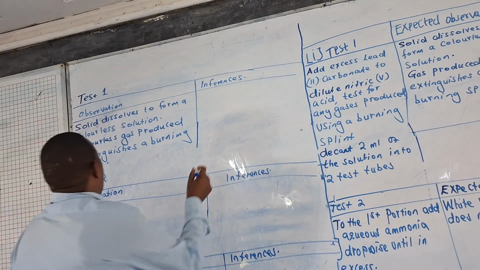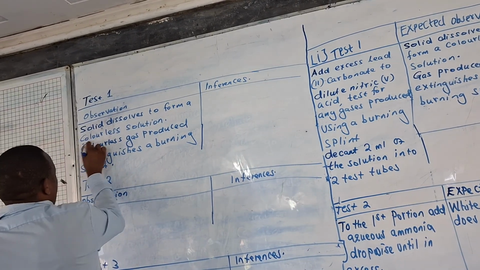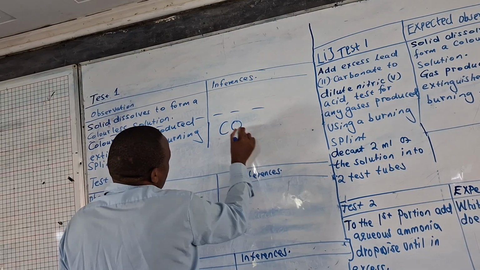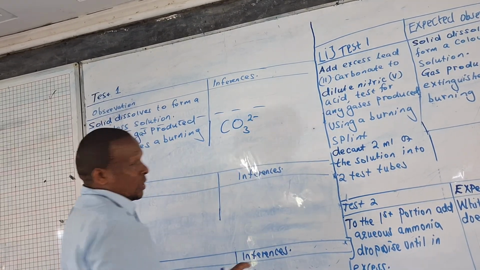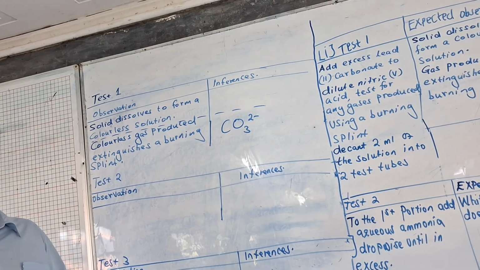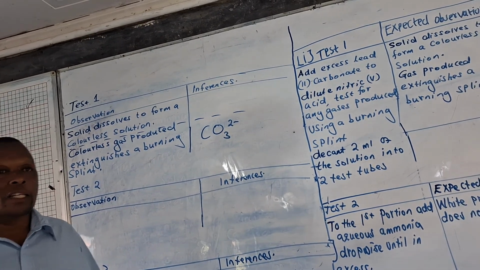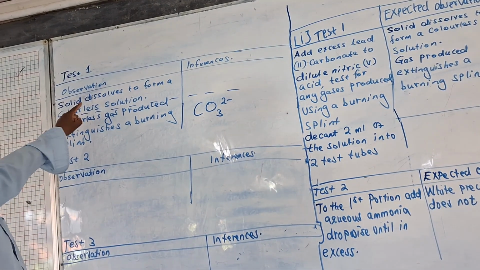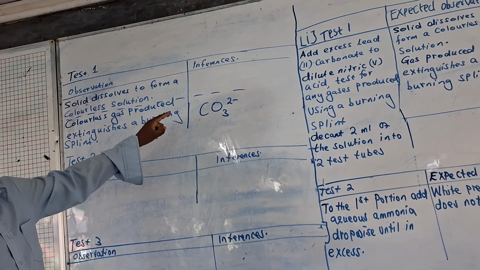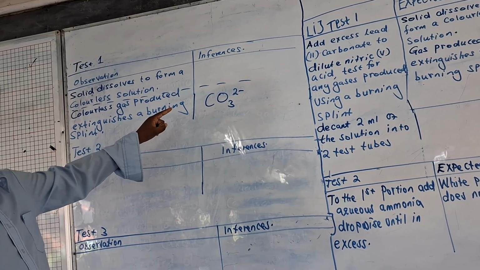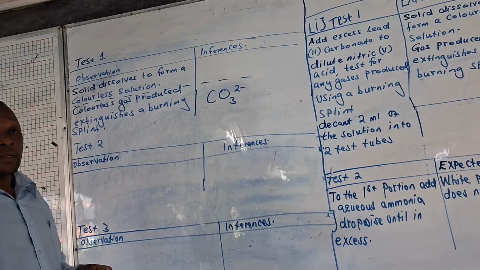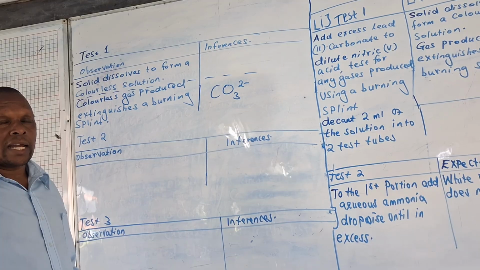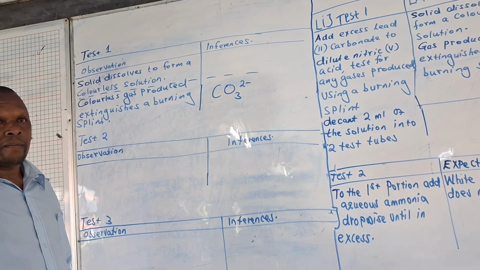So right here, that inference is for this one. Carbonate is present. When you write CO3 2-, even without writing present, it means it is present. Are we together? So this one, solid dissolves to form a colorless solution. Then there's a possibility of what? It could have been zinc carbonate. It could dissolve to form what? A colorless solution. Are we together?